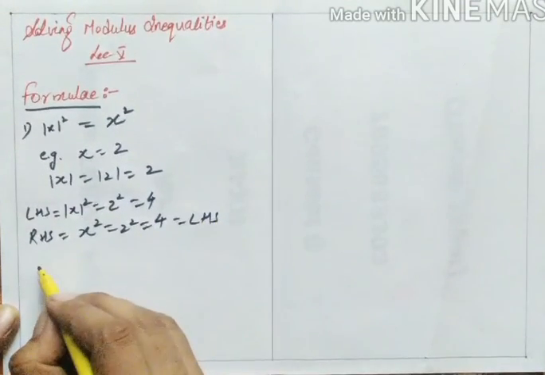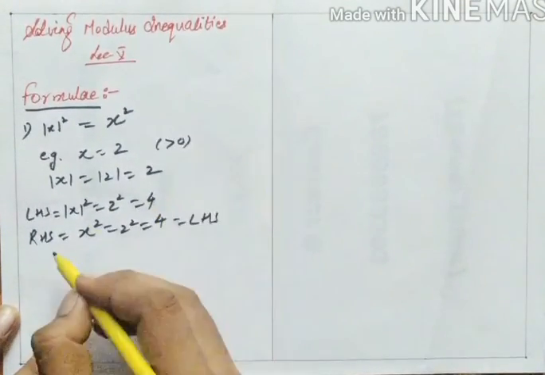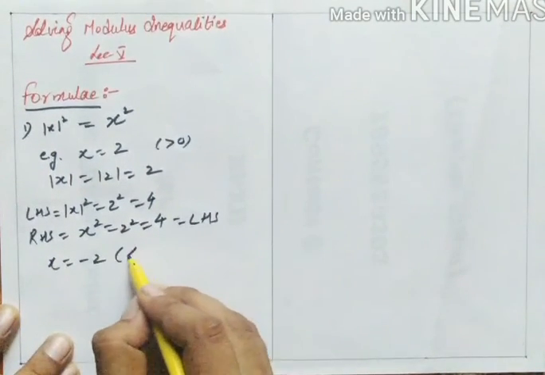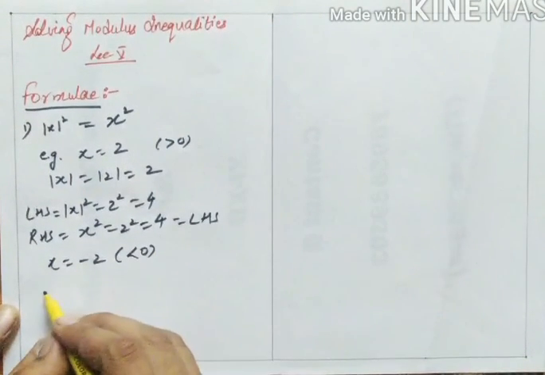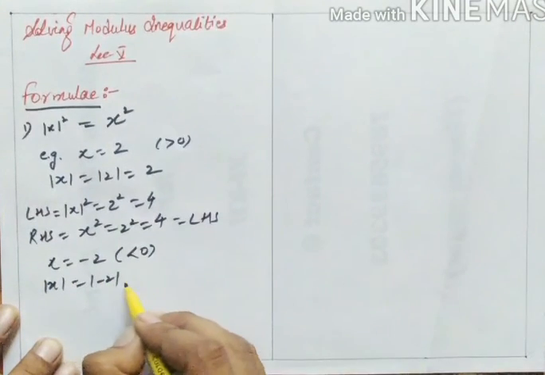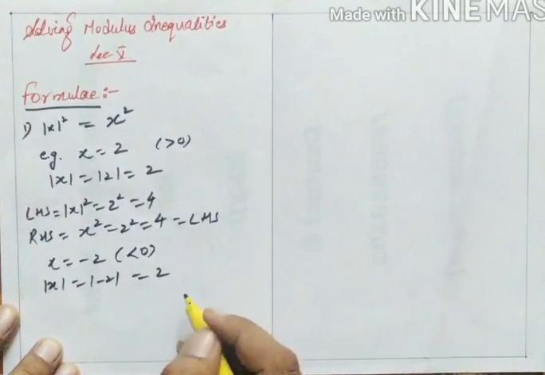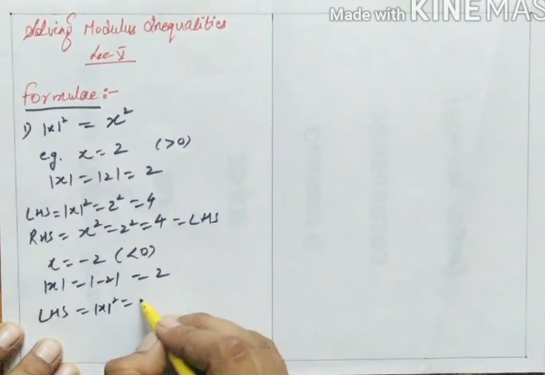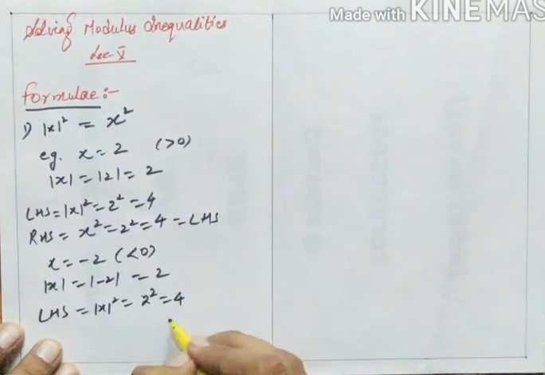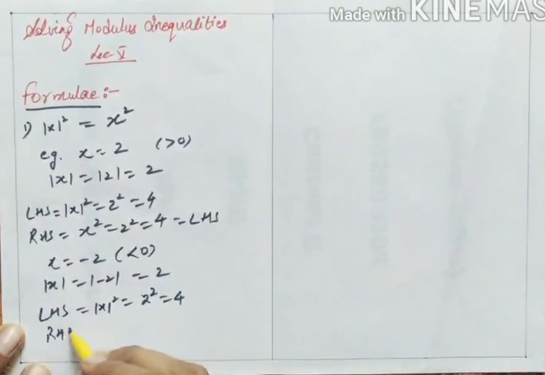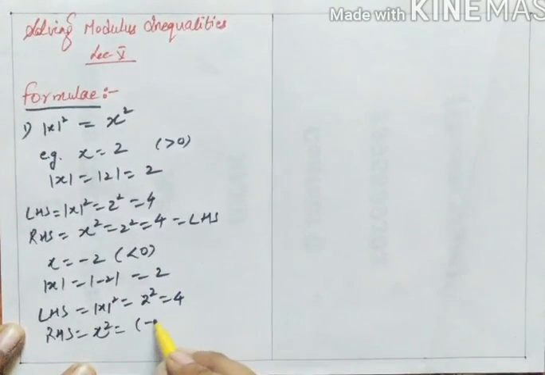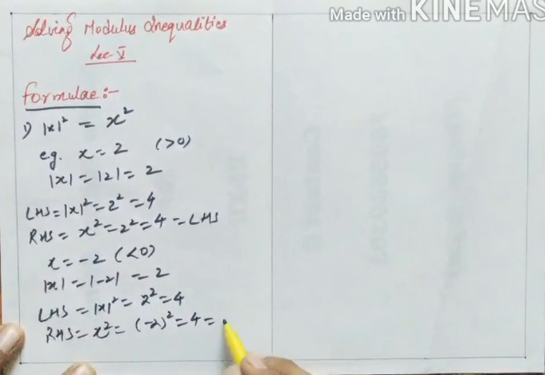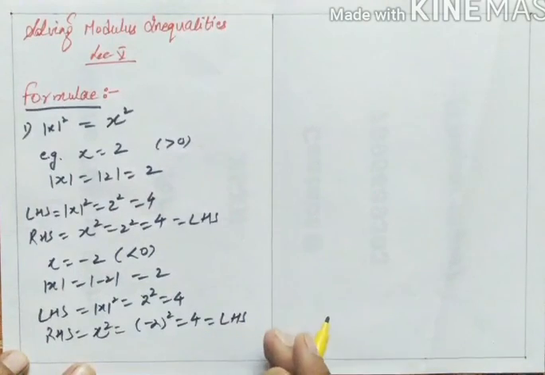Similarly, you can take a negative number also. This number was positive. You can take x is equal to minus 2, which is negative. Now mod of x, that is mod of minus 2. So as I told you, modulus always gives positive numbers. So it will become simply 2. Now if you find out LHS, it is mod of x square. So that is 2 square. That is 4. And RHS is same. RHS, that is x square. That is minus 2 square. That is 4. So you can see over here it is equal to LHS. So in both the cases, whether the number is negative or positive, it is shown over here that mod of x square is equal to x square.